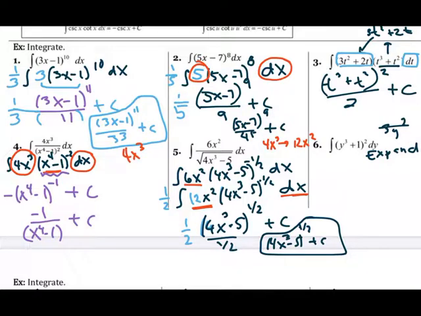So my next idea is, okay, this is a polynomial that I could expand, right? A binomial squared, I could expand that. That would just give me the integral of y to the 6 plus 2y to the 3rd plus 1, all of that being integrated with respect to y. And then I could just use the power rule. So y to the 7th over 7 plus 2y to the 4th over 4, which is just going to become y to the 4th over 2, plus y plus c.